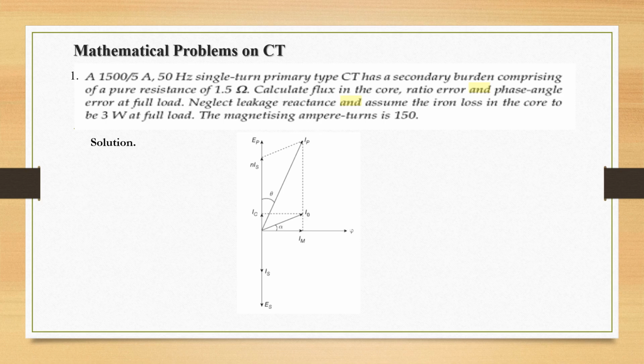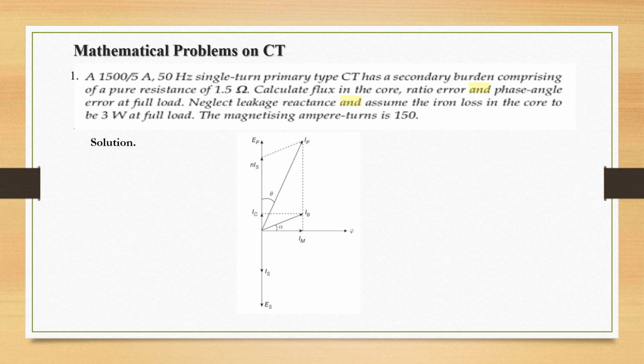So in this, it is given that a 1500/5 ampere, that means primary current 1500 ampere, secondary 5 ampere, 50 Hz single turn primary type CT has a secondary burden comprising of a pure resistance of 1.5 ohm. Now we have to calculate the flux in the core, ratio error and phase angle error.